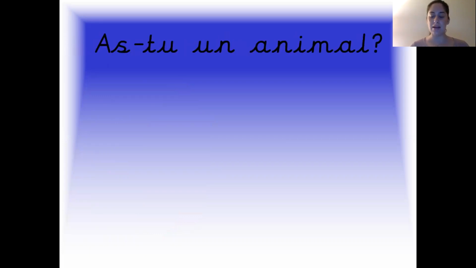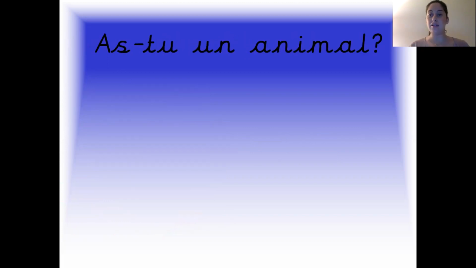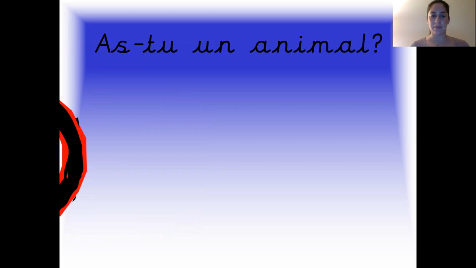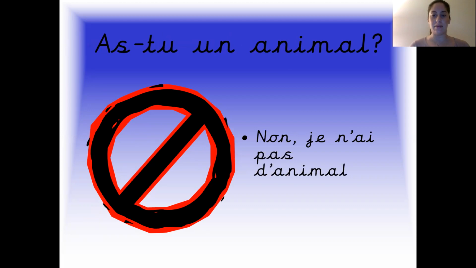As-tu un animal? How do we say fish in French? Oui, j'ai un poisson. As-tu un animal? How do we say no, I don't have an animal? Non, je n'ai pas d'animal.